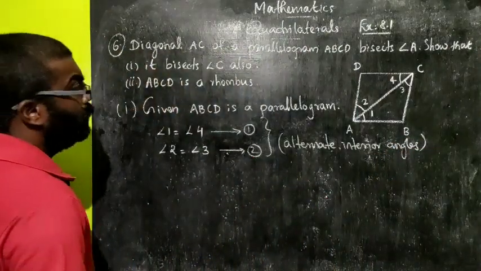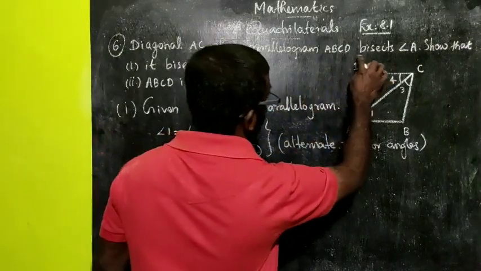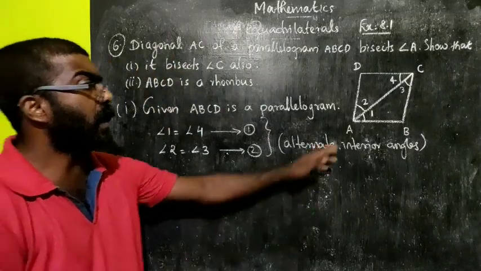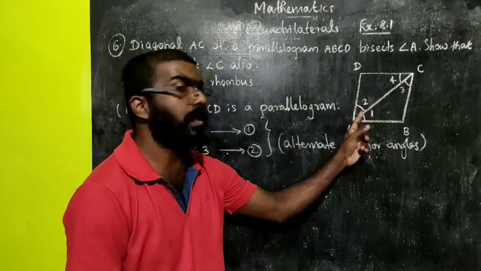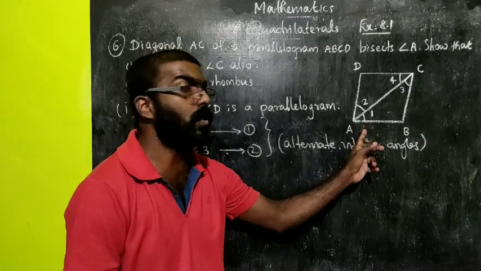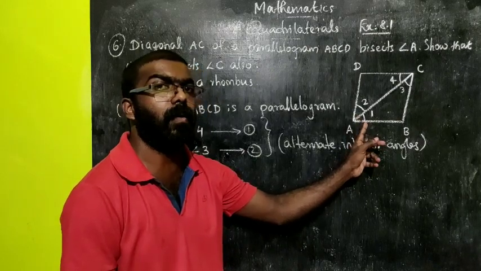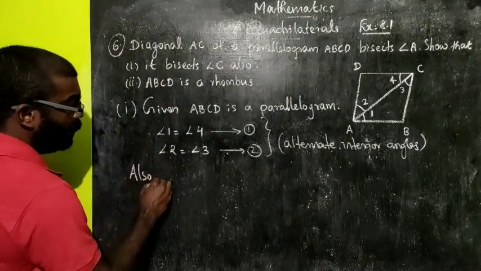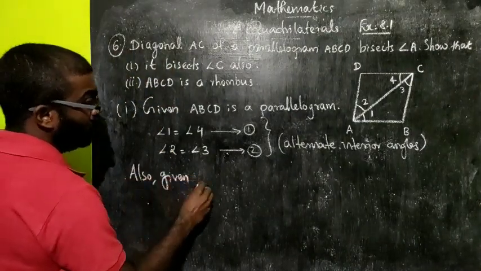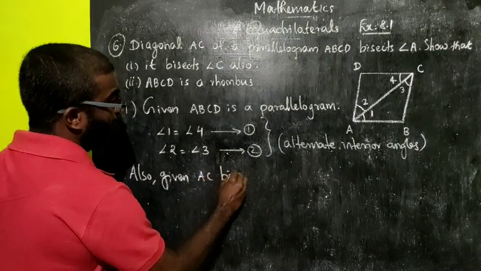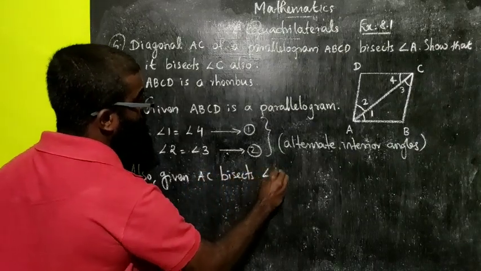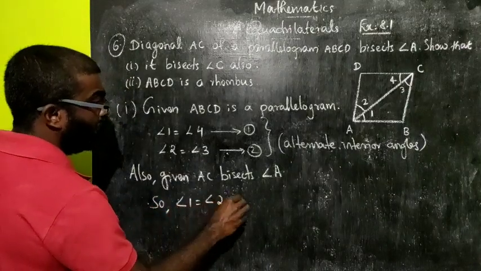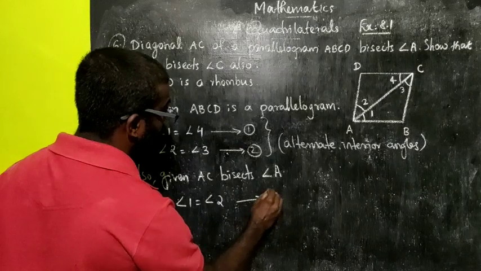Now one more thing is given. AC bisect angle A. Diagonal AC bisect angle A. Divide the angle A into two parts. So angle 1 equal to angle 2. Also given, AC bisects angle A. So we can write angle 1 equal to angle 2. We can take it as equation number 3.